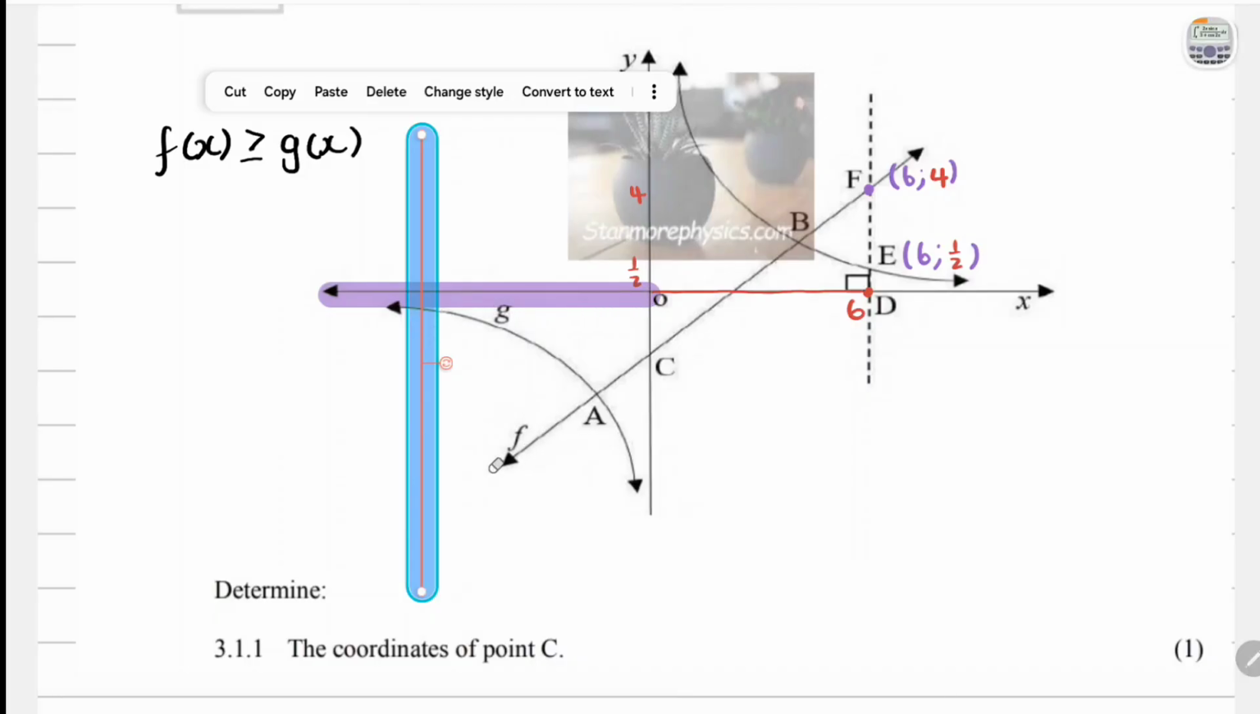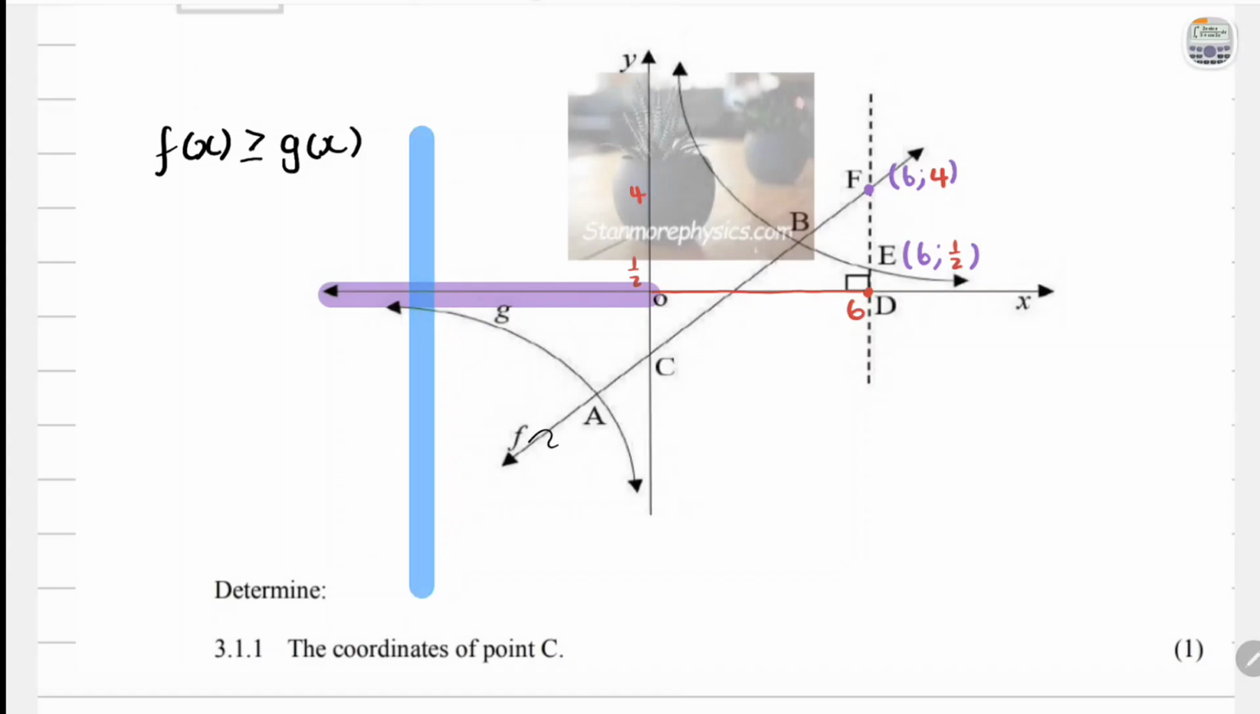The graph of f would extend down like that, okay? It will extend downwards still. And it's going to have, unfortunately, a lesser y value than the graph of g. That's not what we want. We want f to be greater than g. F needs to be above g.